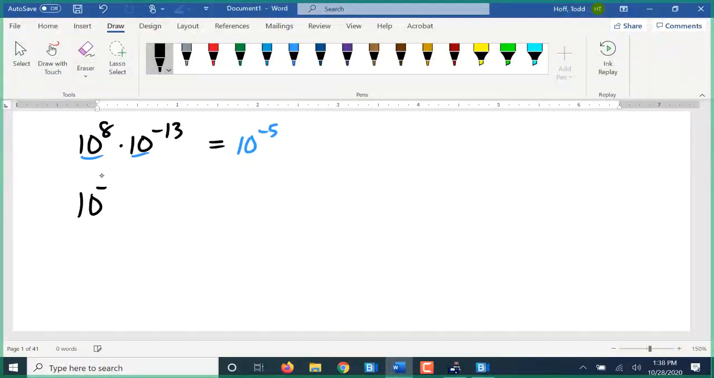We're going to have 10 to the negative 5th times 10 to the 18th. Again, those are exponents with the same bases. They both have bases of 10. This will be 10 to the power of negative 5 plus 18, which is 13.